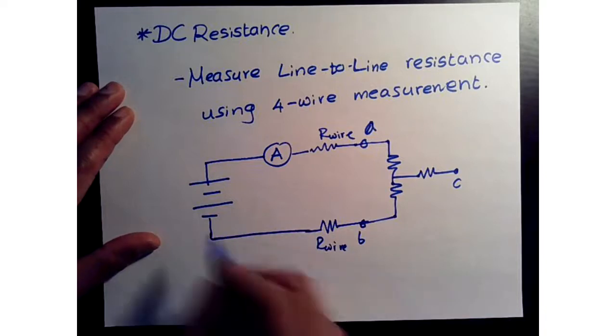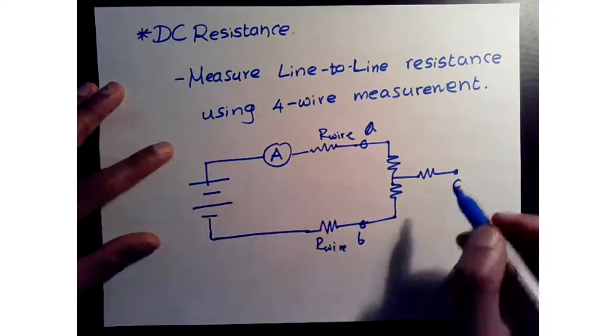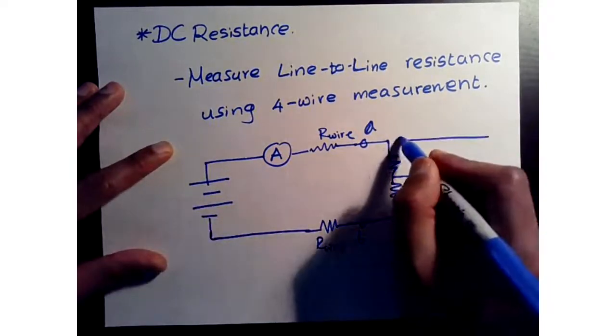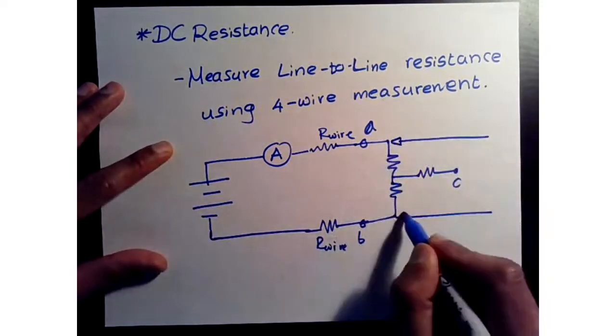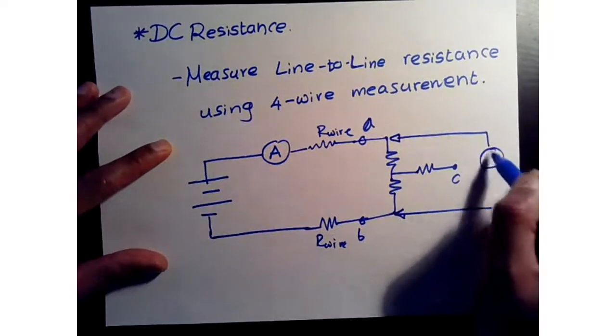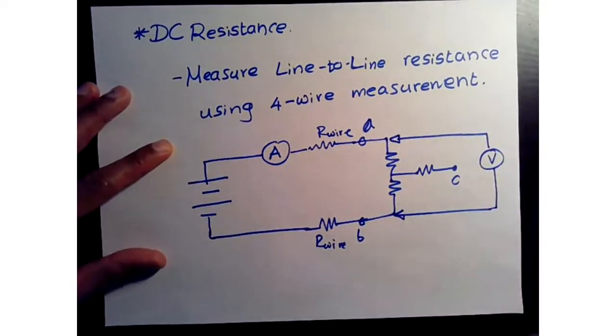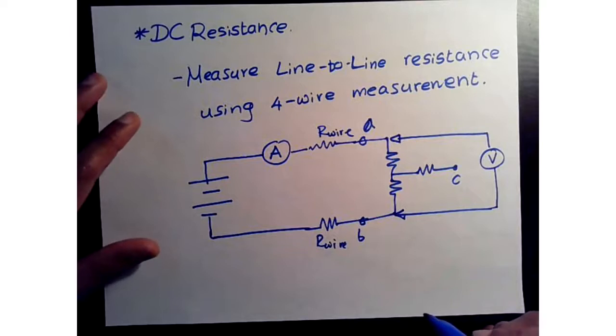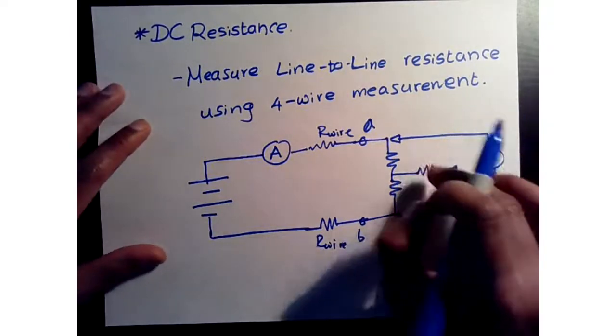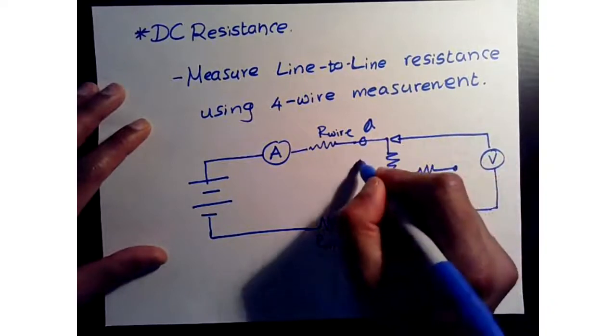So you have this voltage. Typically the device will do that, and there are dedicated devices that do that. And then you measure the voltage drop across that line-to-line connection. Okay, and then what you'll basically get is R.